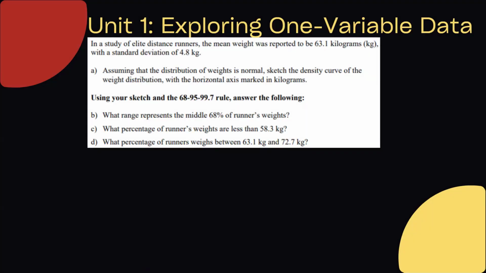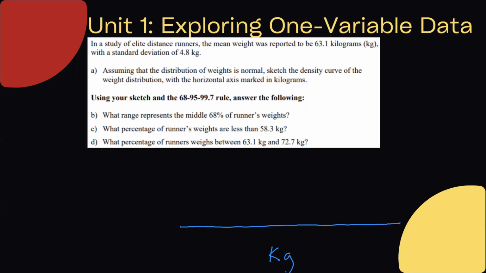Next question, in a study of elite distance runners, the mean weight was reported to be 63.1 kilograms with a standard deviation of 4.8 kilograms. Assume that the distribution of weights is normal. Sketch the density curve of the weight distribution with horizontal axis marked in kilograms.